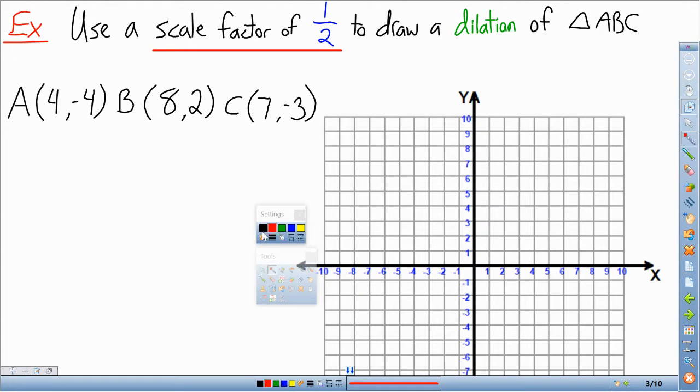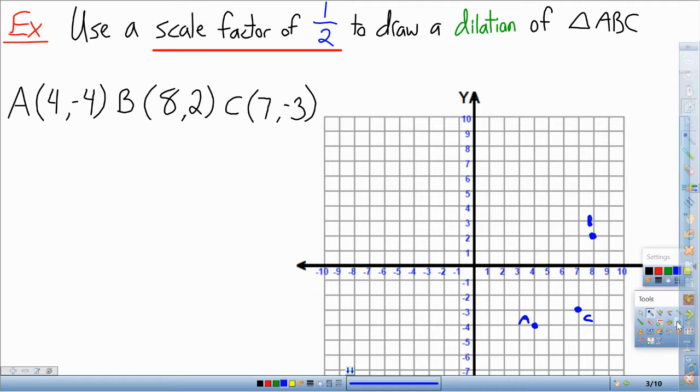Okay, so this one is a little bit different. This one is giving us the coordinates of our original shape. So I guess maybe first thing, let's go ahead and get those onto our graph. All right, so A is at 4, negative 4, to the right 4, down 4. Okay, B is at 8, 2, to the right 8, up 2. And C is at 7, negative 3, to the right 7, down 3. Okay, so there is our original, our pre-image.